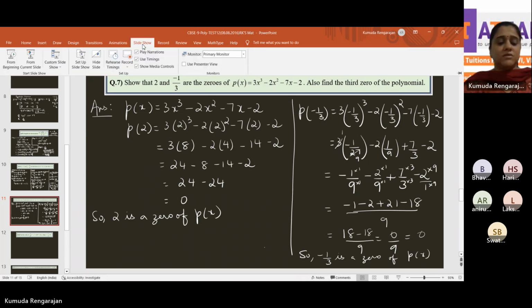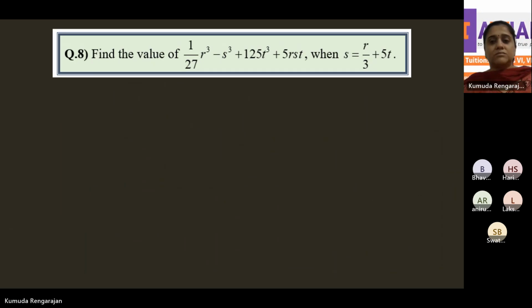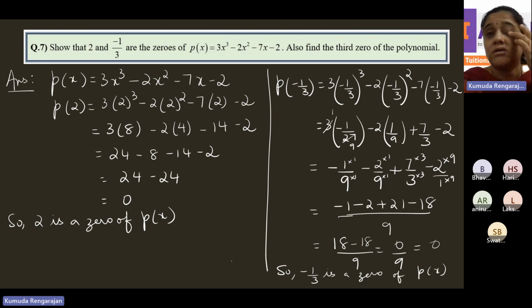Ma'am, what I meant was that can we find the factors of the constant term, and substitute those factors? Yeah, correct. So the factors of the constant are what? Plus or minus 1, plus or minus 2. But the coefficient is 3, so it can be plus 1 by 3, minus 1 by 3, plus 2 by 3, minus 2 by 3.